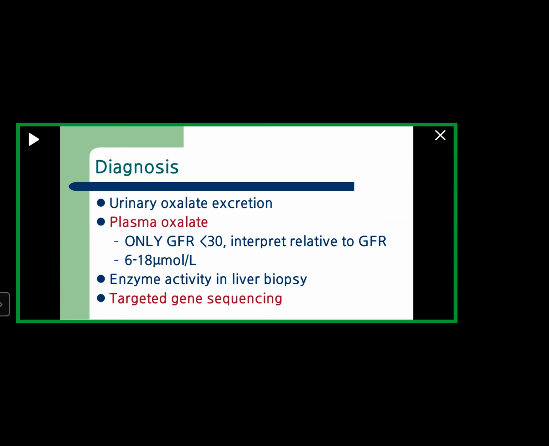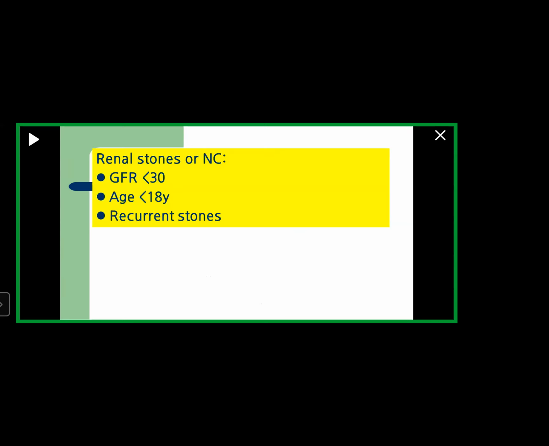The third thing is enzyme activity in liver biopsy, and this used to be done before widespread genetic studies. Now we know that we are looking for mutation in one of 3 genes, and therefore targeted gene sequencing can have a role in the diagnosis or confirming the diagnosis of primary hyperoxaluria.